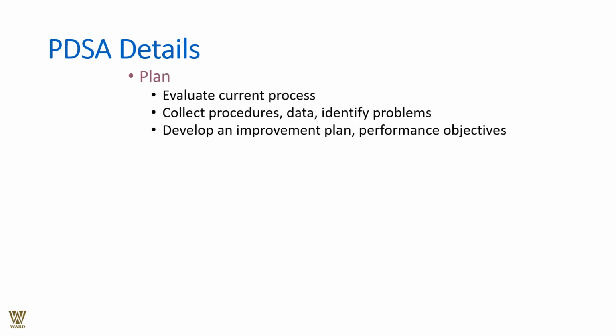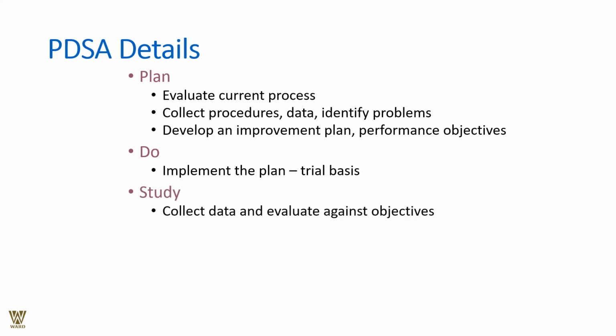PDSA, plan, do, study, and act details. How do we go around it? Let us plan for the processes. Let us plan for the procedures, data, identify problems. Can we anticipate them? Develop an improvement plan, performance objective, as what we are expecting to do around it. Then comes doing, which is implementing, executing the plan, first on a pilot basis. It's a pilot study that we come across before the full plan has been launched altogether.